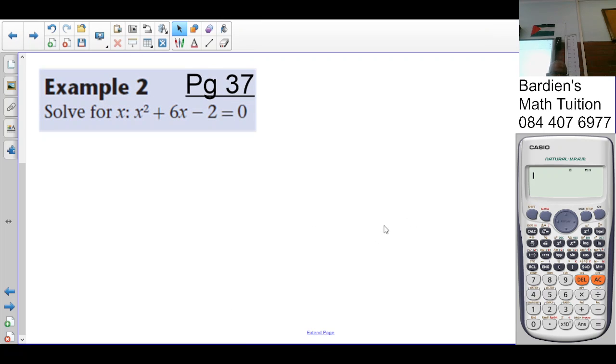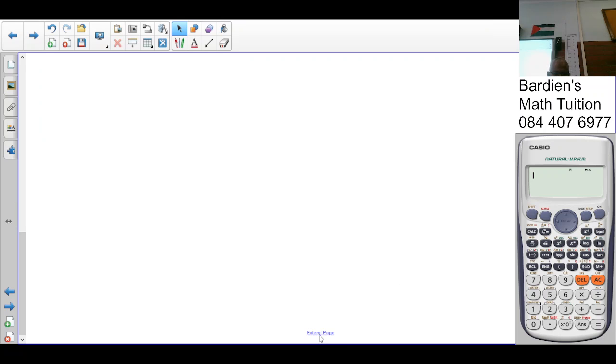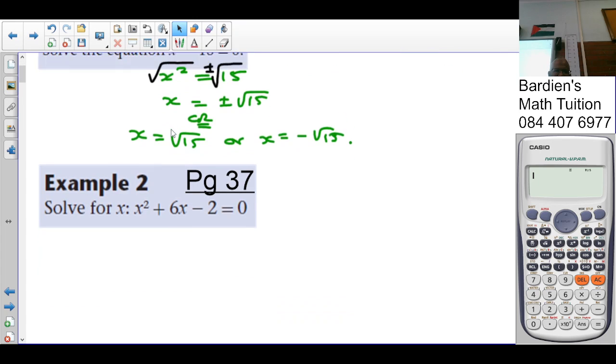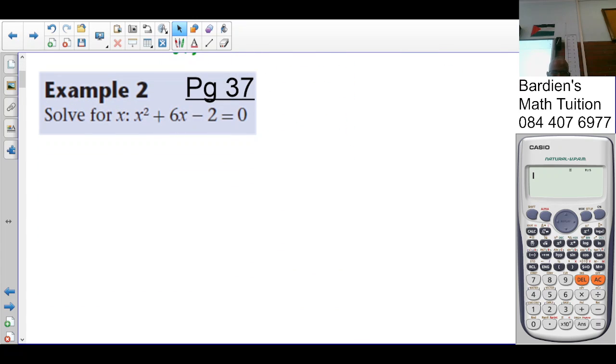Example 2. So here we're going to complete the square. Okay. Why? Because if we look at example 1, what do you notice? We could have applied the square root here. Can you see that? So what we're going to do is we're going to do the same here when it comes to example 2 now. Okay.